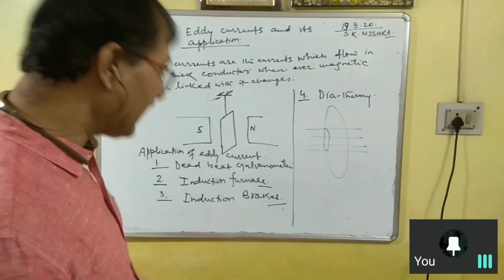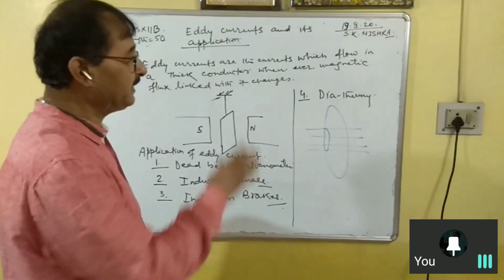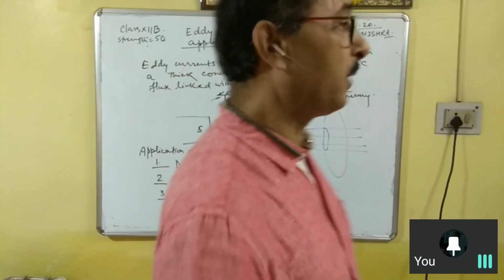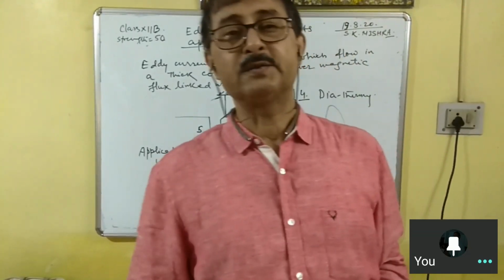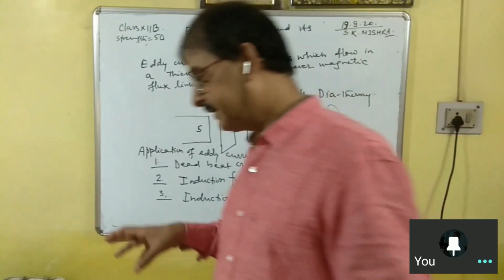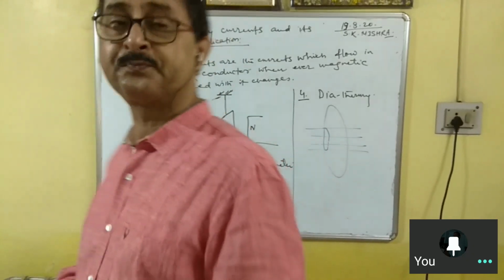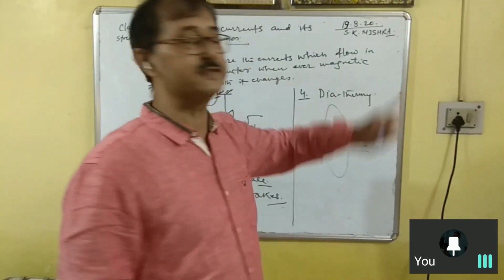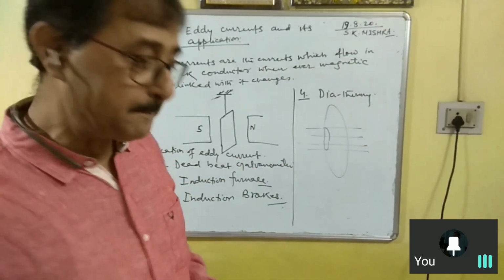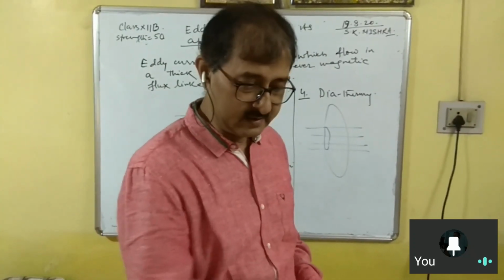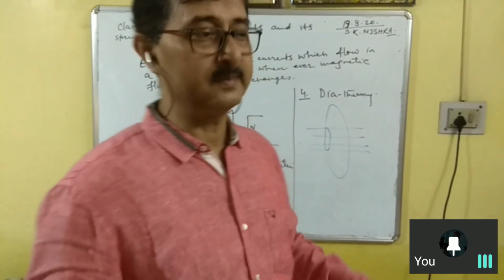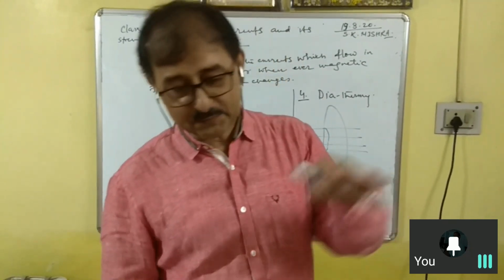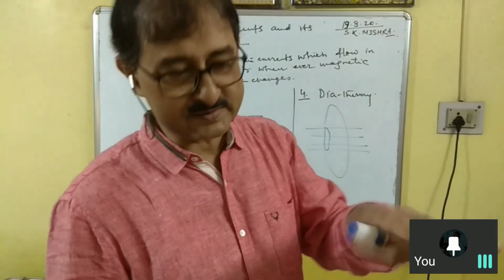Now, diathermy is a deep heat treatment. Some persons may suffer from muscular pain, so they need deep heat radiation therapy. In diathermy treatment, eddy current is used. Some metallic plate is placed near the body of the person who is suffering from muscular pain, and the magnetic flux applied across that plate is changing.